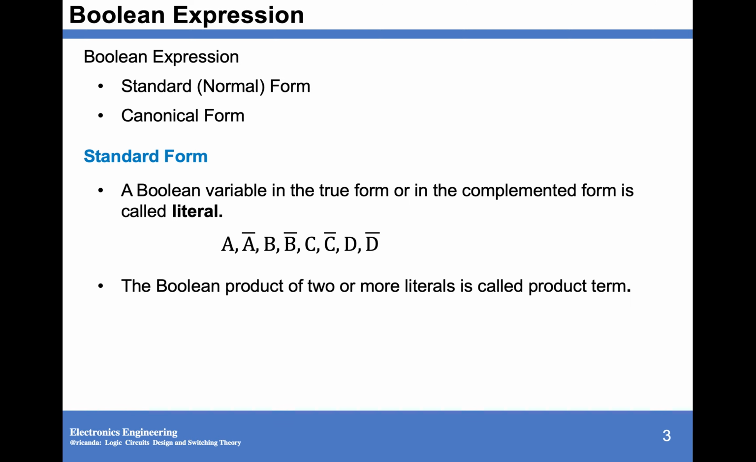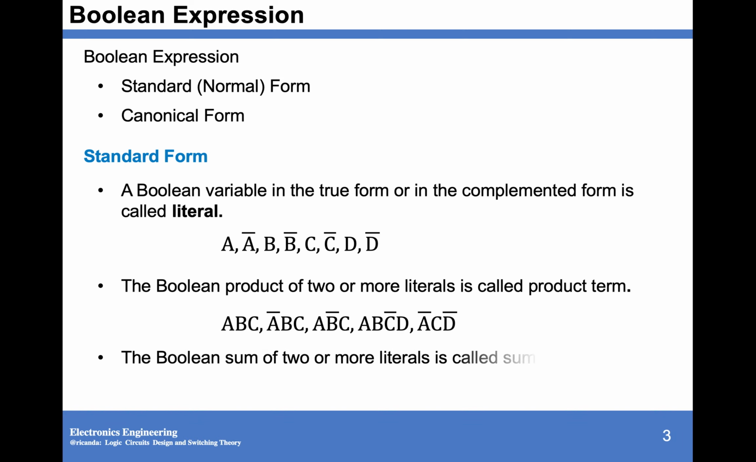The Boolean product of two or more literals is called a product term. So we have A, B, C, which is joined by an AND. We have A bar B C, A B bar C, and so on. If we have two or more literals combining together as a product, or combined by an AND, that is what you call your product term.